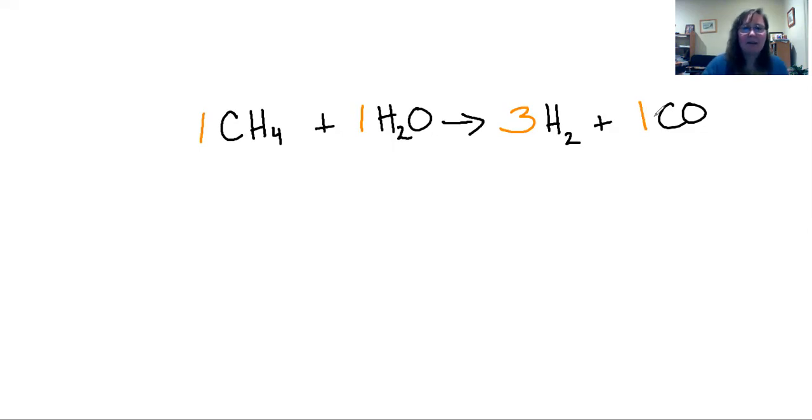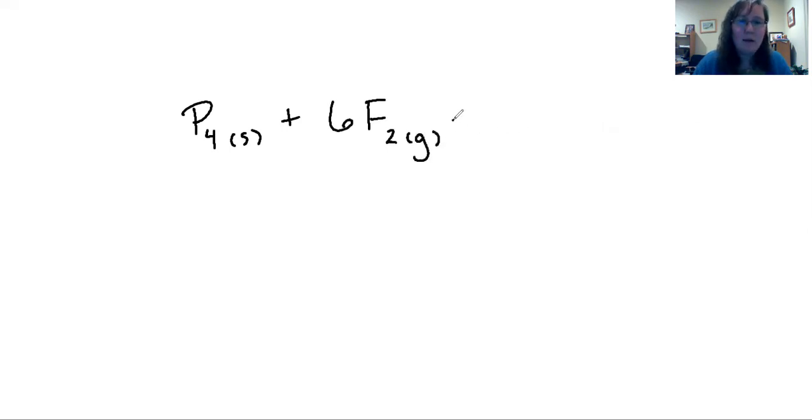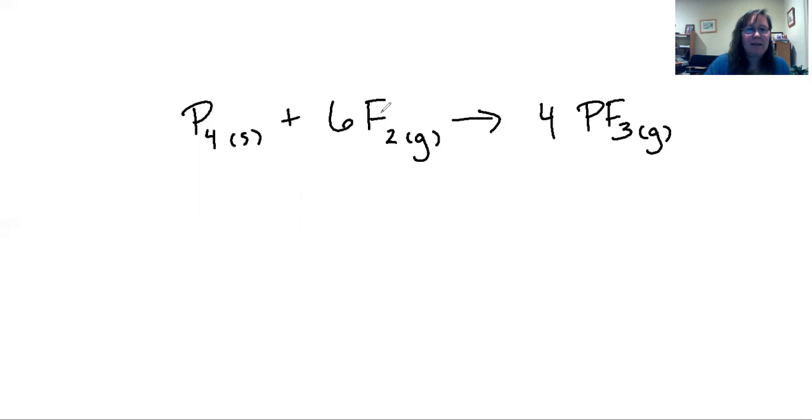Okay, I have a better example here. Let's take a look at another possibility: we have P4 solid plus, and I'm going to put the whole balanced equation up right away, will yield 4 PF3. So P4 solid plus 6 F2, that's fluorine gas. 6 molecules of fluorine gas yields 4 moles of phosphorus trifluoride, PF3.